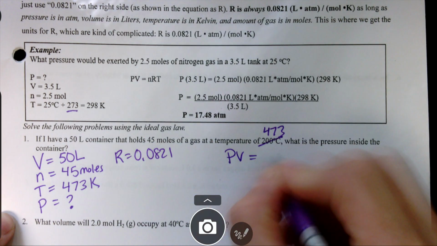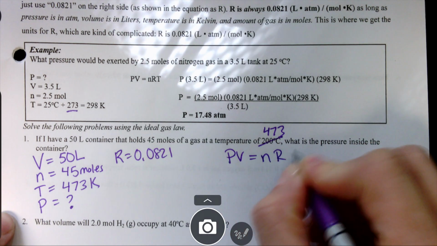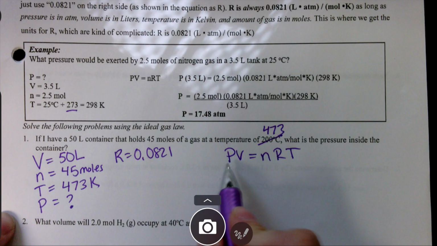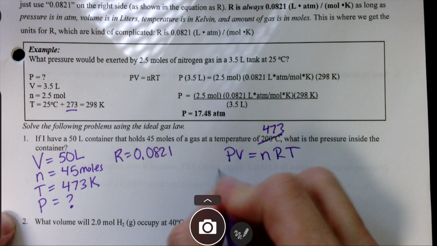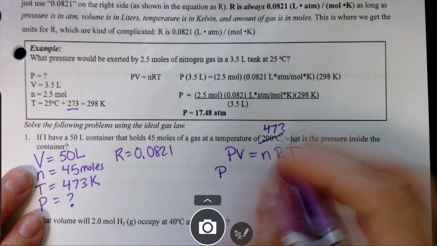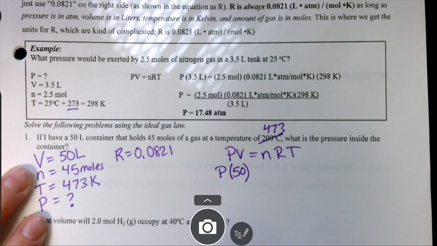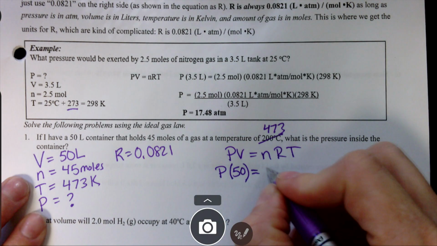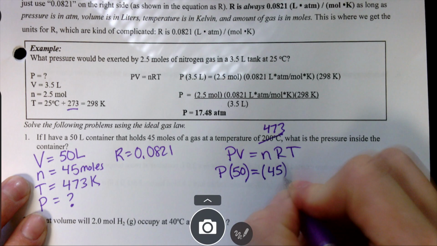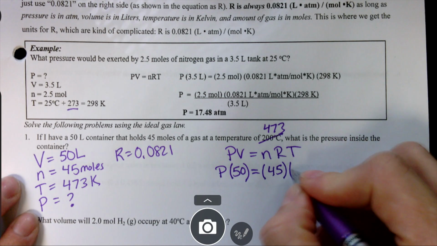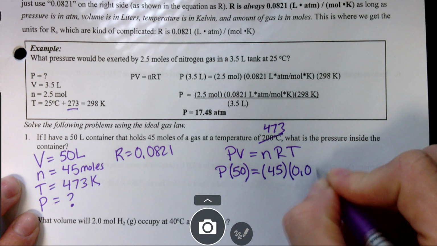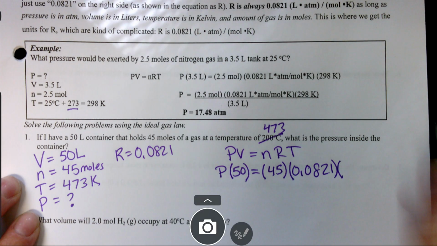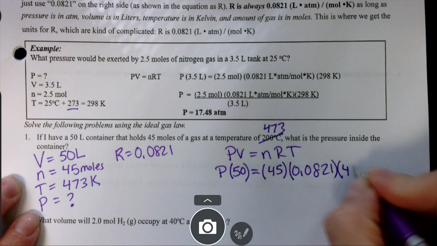PV is equal to nRT. Okay, this is just our ideal gas law. So P, we don't know what P is, so I'm just going to rewrite P. V is 50. And then we have n is equal to 45. R is 0.0821. And my T is 473.